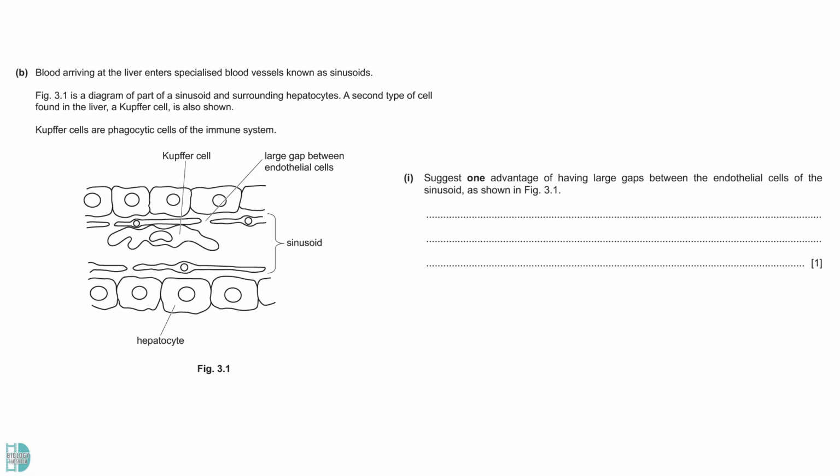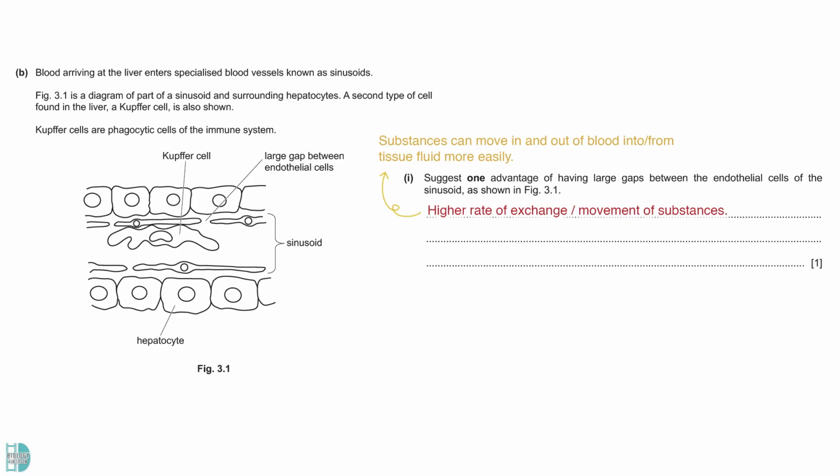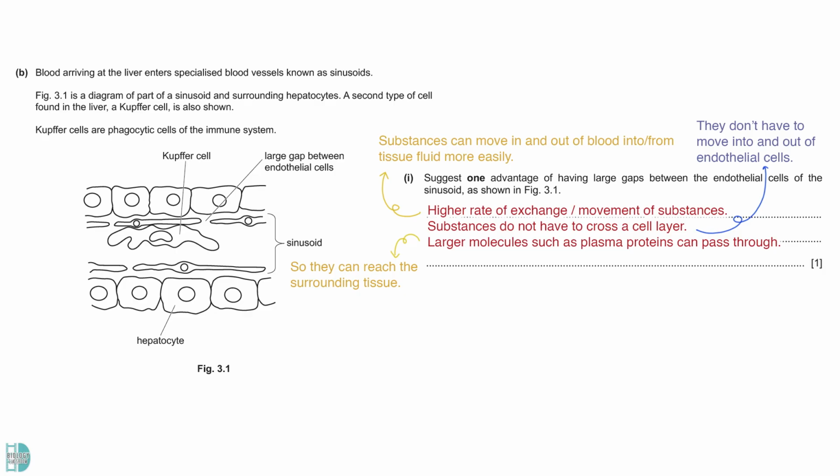1. Suggest one advantage of having large gaps between the endothelial cells. The gaps in blood vessels allow a high rate of material exchange between the blood and the surrounding tissue, allowing substances to move more easily in and out of the blood. They do not have to cross a cell layer. In this case, they do not have to cross through the cell surface membrane of the endothelial cells, making a more rapid movement. Larger molecules, such as plasma proteins that are found in the blood, can pass through and reach the tissue. Kupffer cells can also pass through into the tissue fluid. They can perform phagocytosis in the tissue fluid.